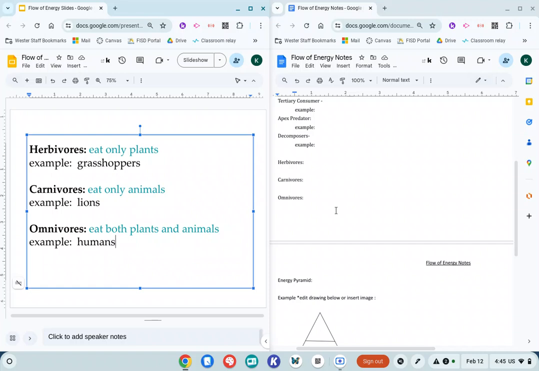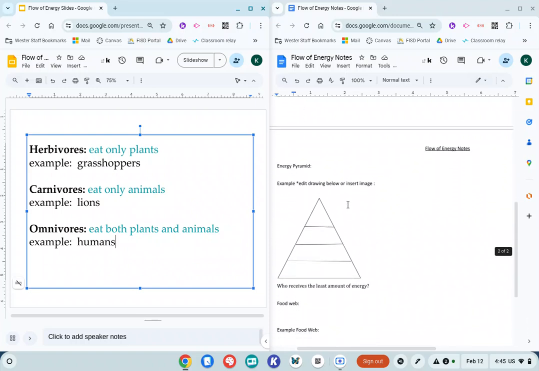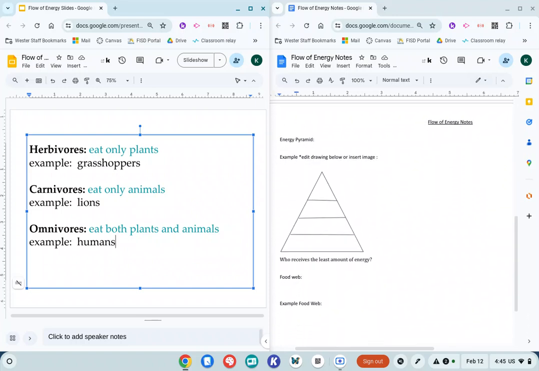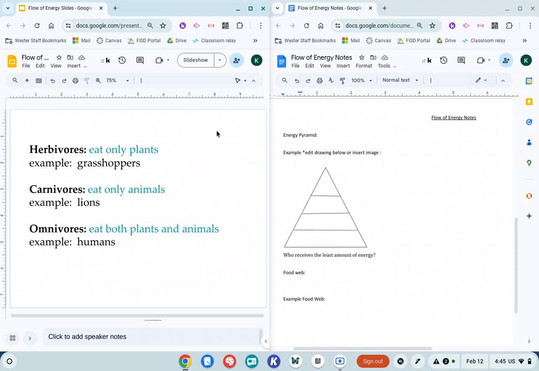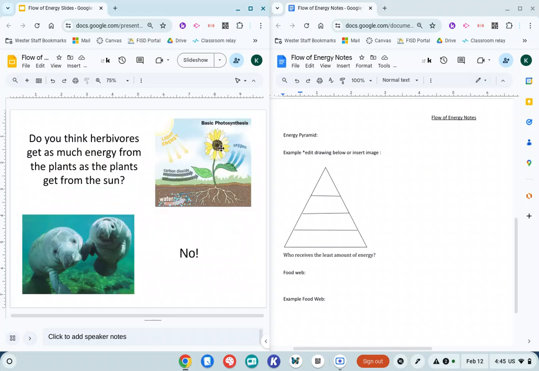All right. We're now onto the second part of the notes where we'll start to talk about energy pyramids and what those are, but just kidding. I would have asked you this question. Pretend you can't see the word no here. It says, do you think herbivores get as much energy from the plants as the plant gets from the sun? The answer is no. So I think this is a review from last year.